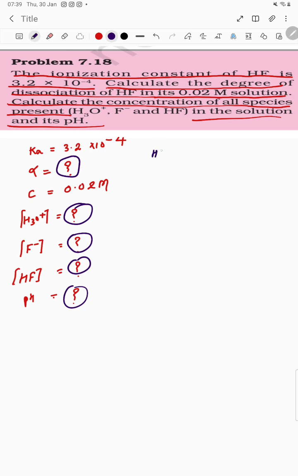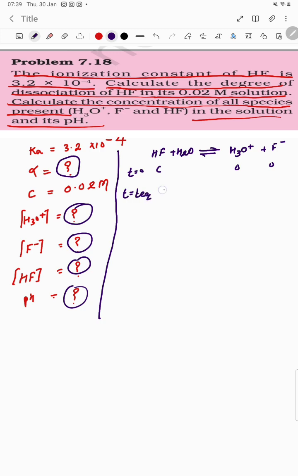If you take HF and add it in the water, it is a weak acid, so reversibly it is ionized. It will give H3O plus, and it is going to give F minus. If you take t equal to 0, its concentration is C and dissociation is 0, 0. And at equilibrium, it will be C minus C alpha, and it will be C alpha and C alpha.